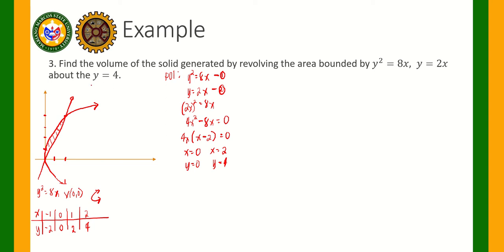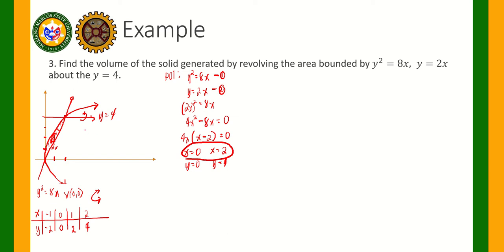So what is our axis of rotation? y is equal to 4. So this is y equal to 4. This is where we will rotate. That's why the strip we will take is a vertical strip. Okay, so dx. What are our limits? x goes from 0 to 2.